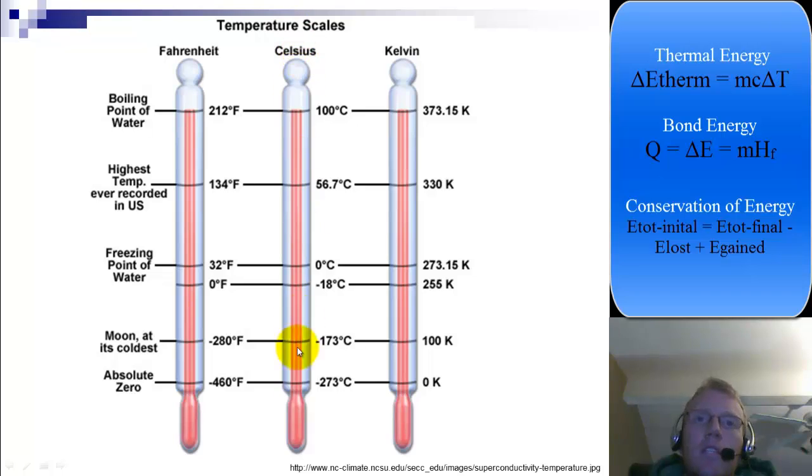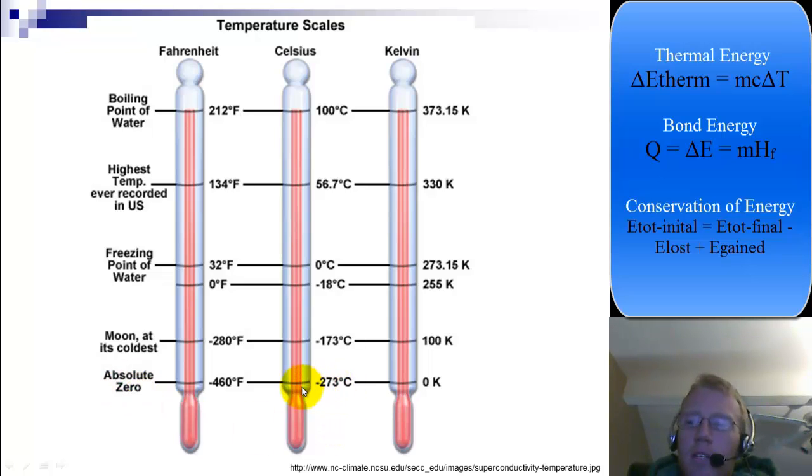So on the Celsius scale, water freezes at 0 and boils at 100. So that's how this Celsius scale was created, to make the transitions of water the main point of the numerical values. And then it just so happens that you can go down all the way to negative 273 on the Celsius scale, and that is absolute zero. That is the coldest that you can get.